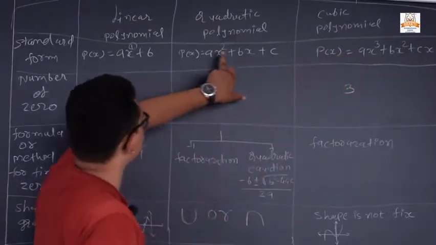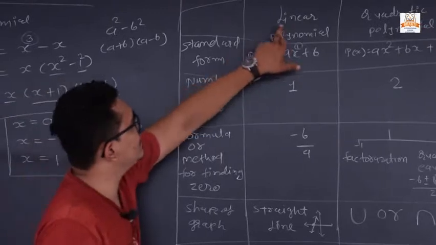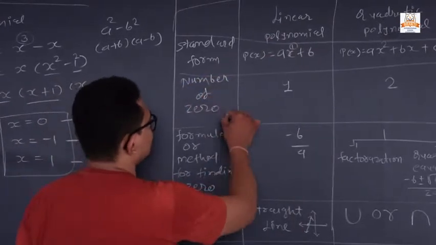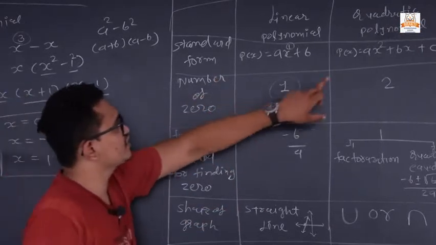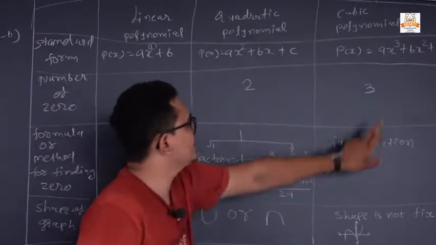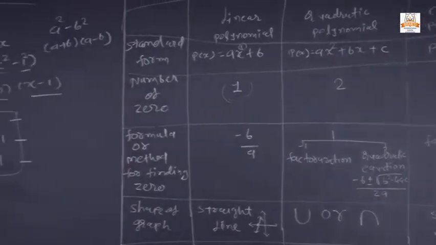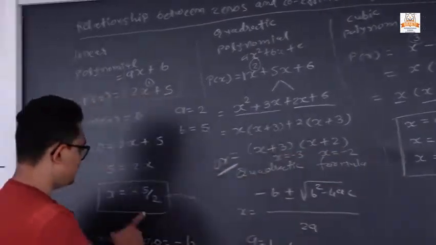So it is its standard form. Second column, it is the number of zeros. The number of zeros of a linear polynomial is always 1. The number of zeros for a quadratic is 2, and for a cubic it is 3. We can already discuss here that for a linear we have only one zero.